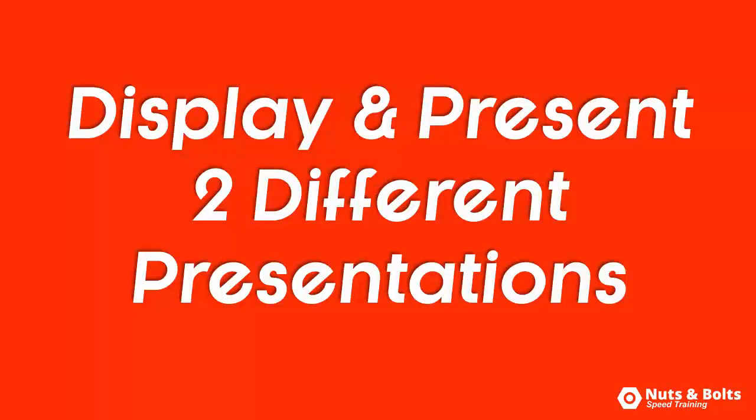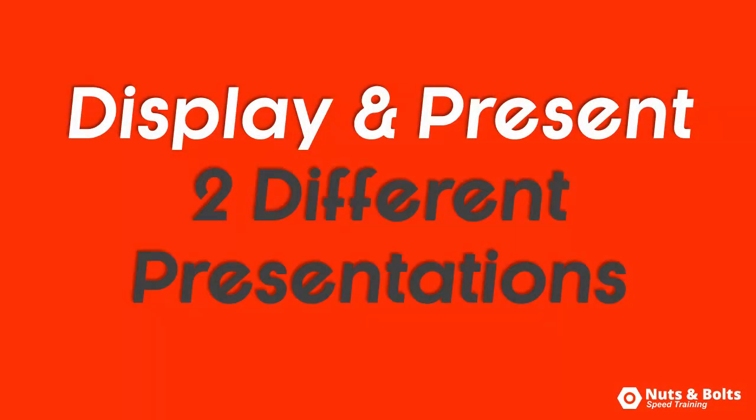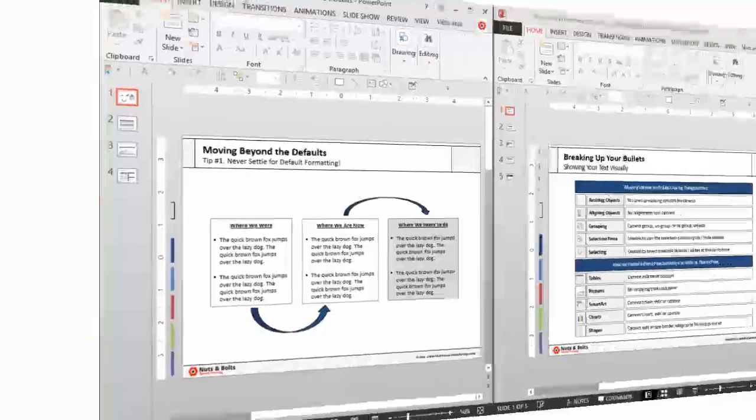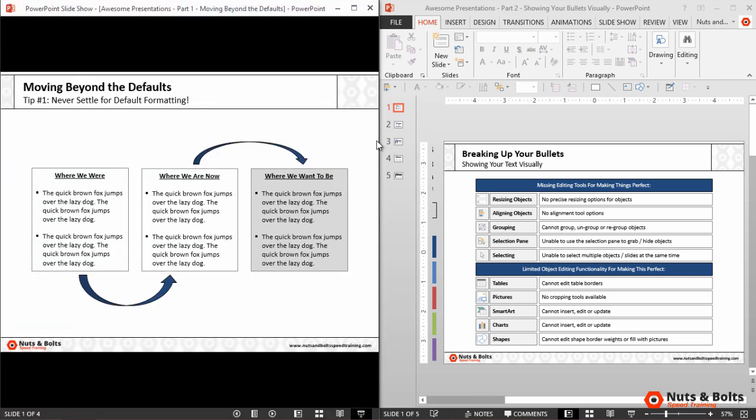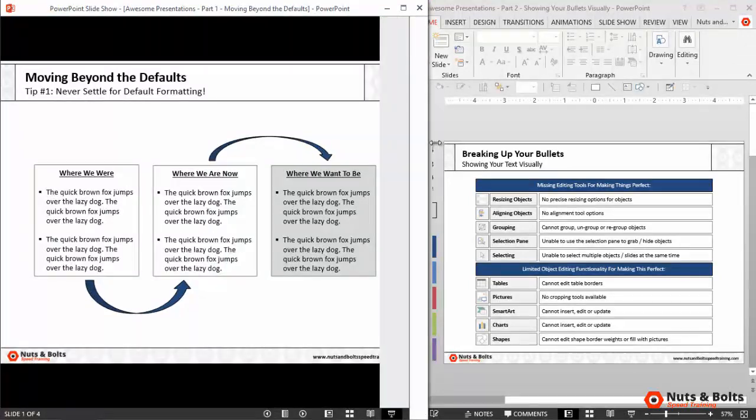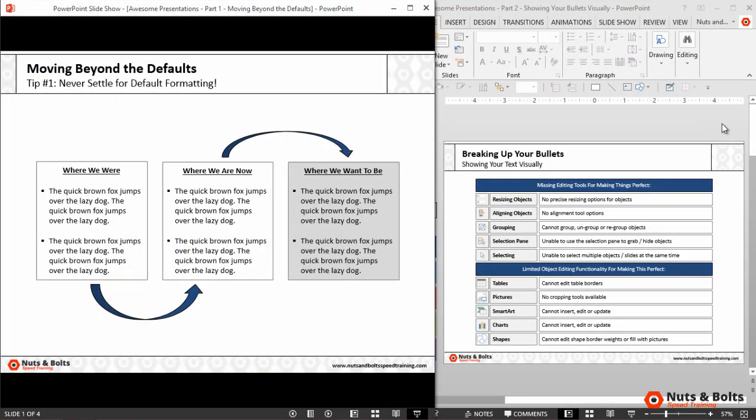How to display and present two different PowerPoint presentations at the same time. And here in PowerPoint, you can see I have two separate PowerPoint presentations open side by side. And if I select one and hit Shift F5, it opens in presentation mode in its own resizable window, like that. And I'll hit Escape.